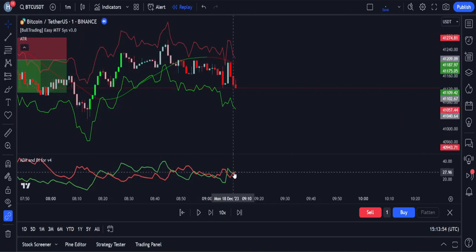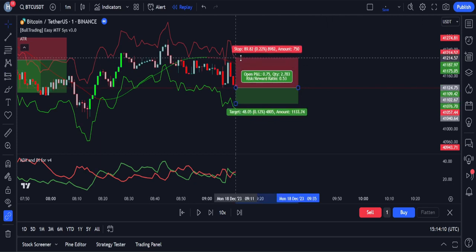Here we can see the red line of the ADX indicator crossed above the green line, which indicates a sell signal. Above here, we can see we have got a red candle, and this line is red in color, and also the price is moving below this line. So as all the conditions are fulfilled, we can open a sell trade here.